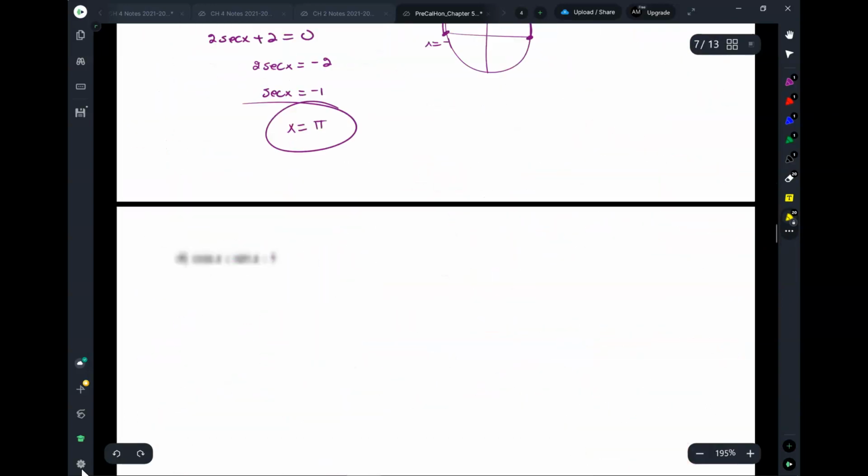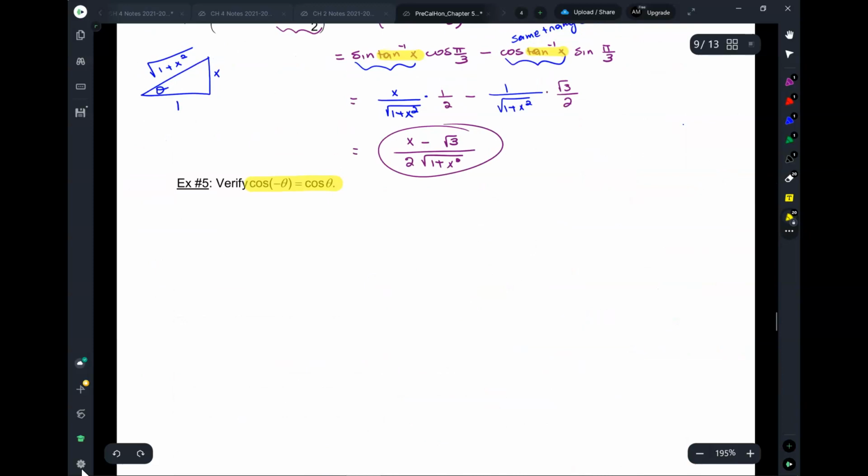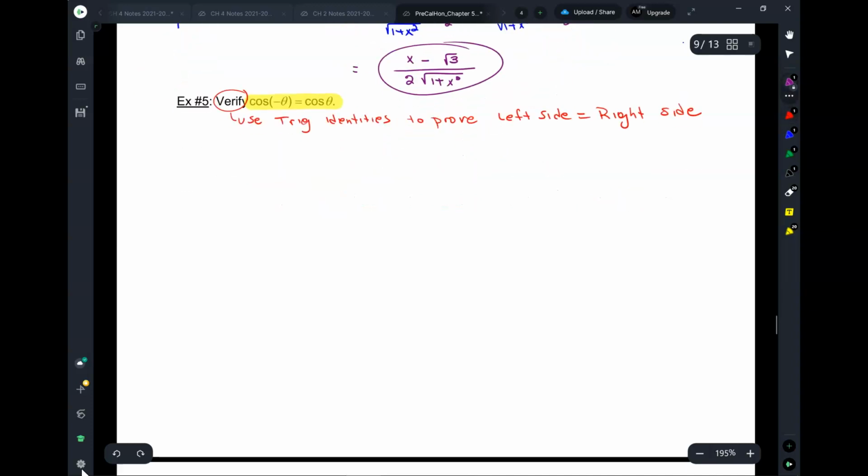So to verify means you have to use trig identities to prove left side equals right side. Okay? All right. So what is it that we have to prove? We have to show cosine of negative theta is equal to cosine theta.